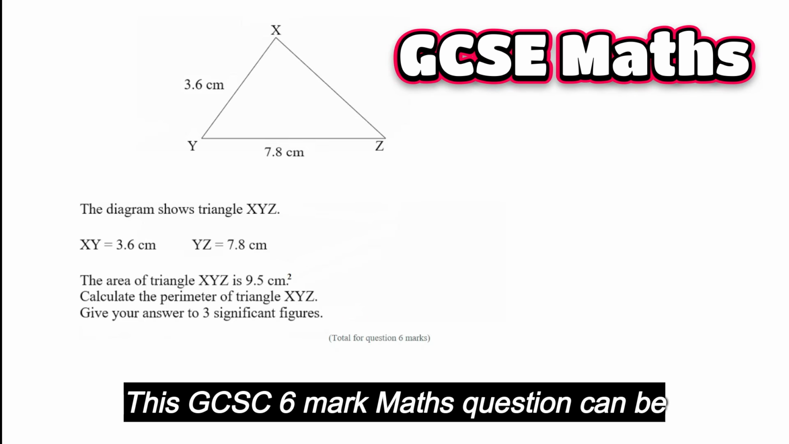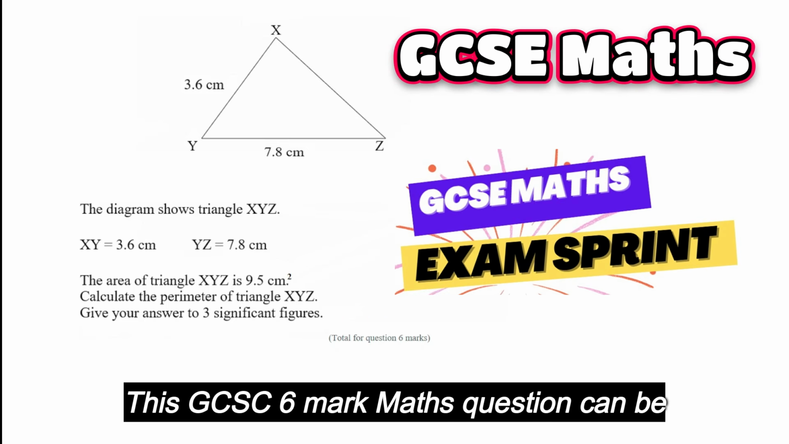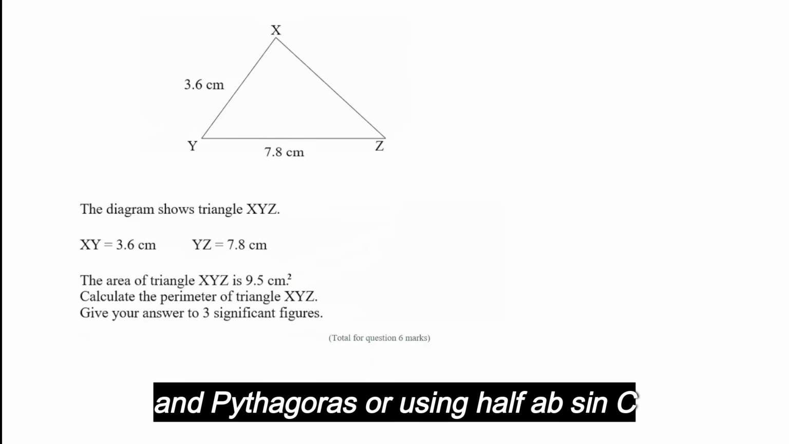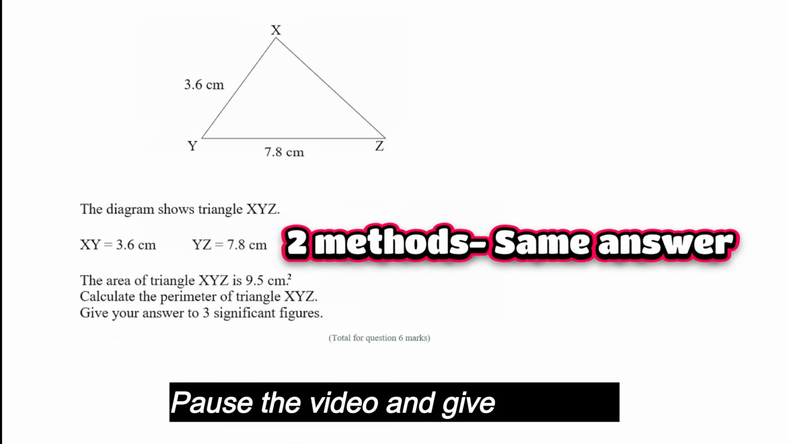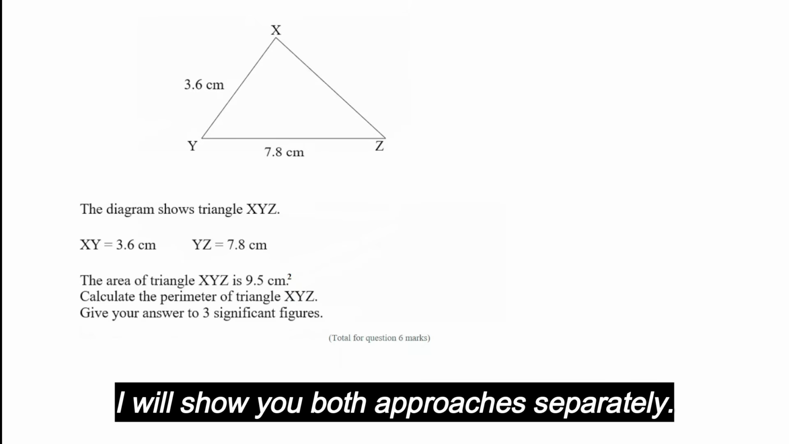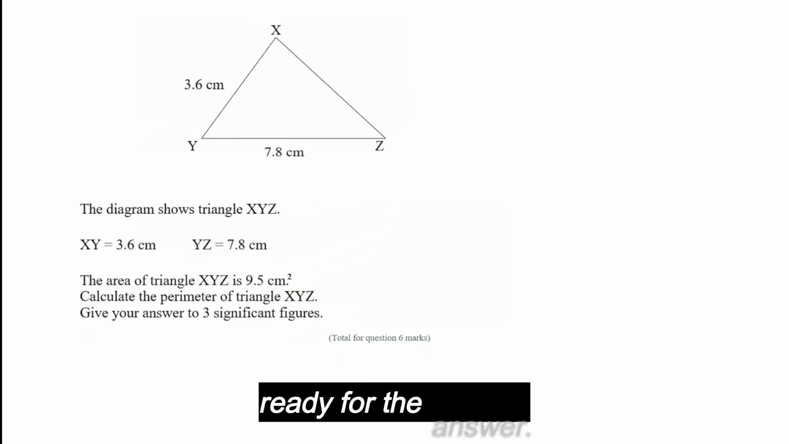This GCSE 6-mark maths question can be solved using either perpendicular height and Pythagoras or using the half ab sin C formula. Pause the video and give this a try. Do it in a way that makes sense to you. I will show you both approaches separately. Ready for the answer? Method 1.